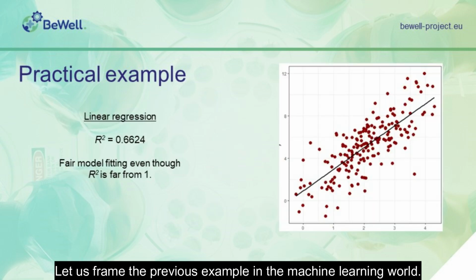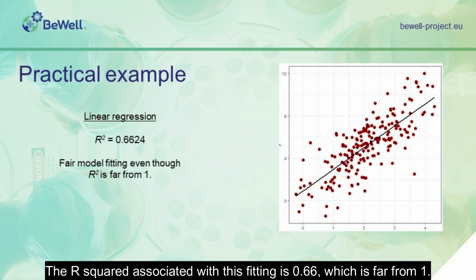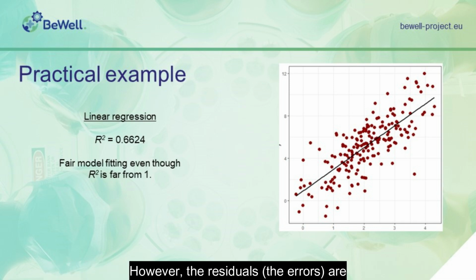Let us frame the previous example in the machine learning world. Consider the linear regression shown in the figure. The R-squared associated with this fitting is 0.66, which is far from 1. However, the residuals, the errors, are distributed according to a normal density, and we can therefore accept the regression.